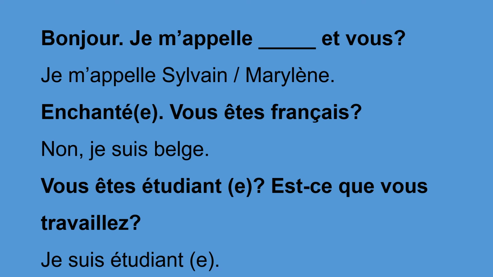So I'm just going to read the answers. So you needed to greet first and say your name. So you would have said, bonjour, je m'appelle, and then you put your name and say, et vous? And then for pleased to meet you, you would have said, enchanté. And to ask whether or not the person is French, you could say, vous êtes français, or êtes-vous français, or est-ce que vous êtes français? So the 3 ways are fine.